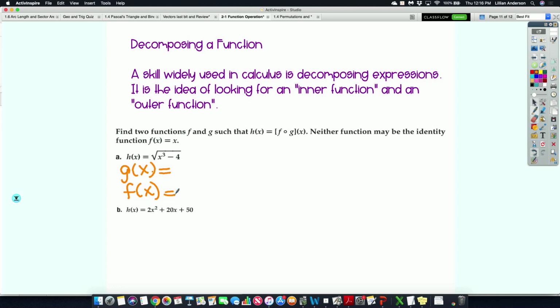Think about two separate functions. Take guesses. It had to compose to be the square root of x to the third minus 4. It was something with x. Okay, then what did I plug it into to get the square root of x to the third minus 4? Into x squared.